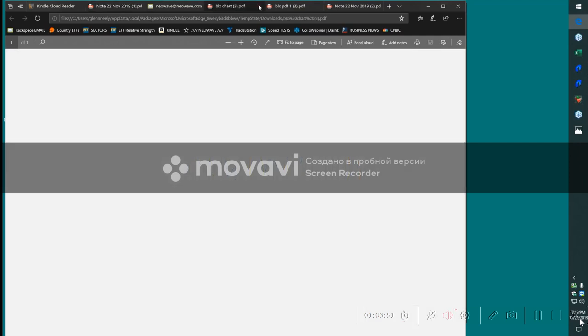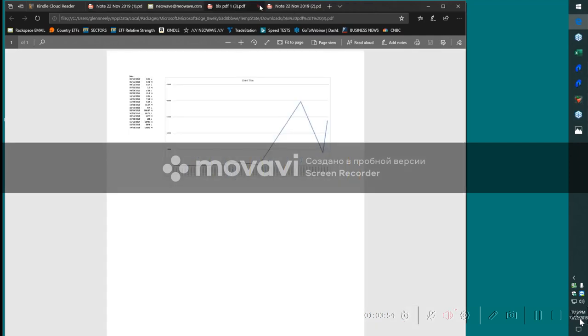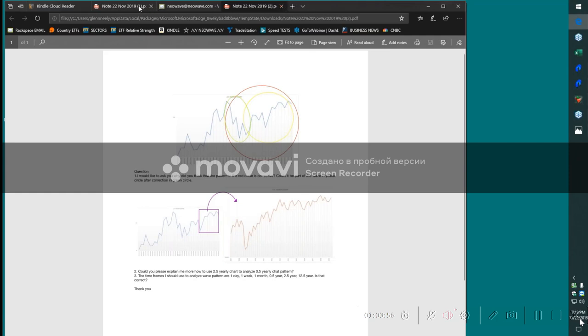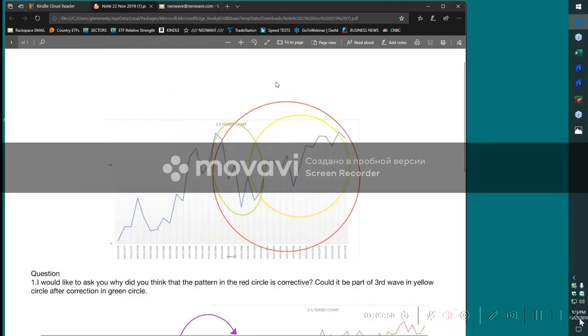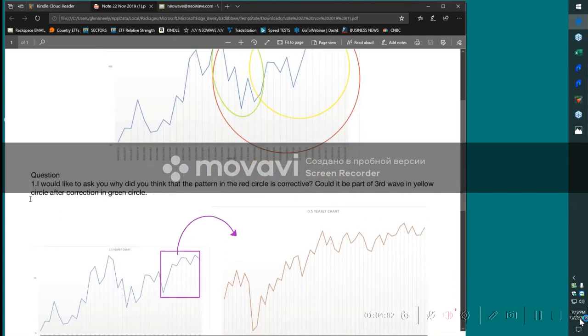That chart's very complicated. I've already gone over that. I've already gone over this. So I'm only left with this same chart, which is twice now. So let's see if I can see what the question is, and then we're going to have to call it a day. I would like to ask you why you think the pattern in the red circle is corrective.